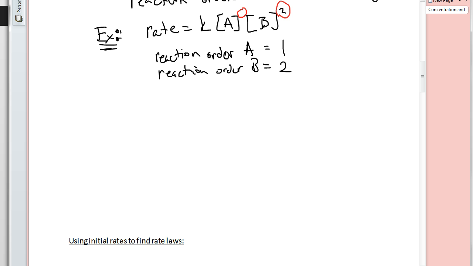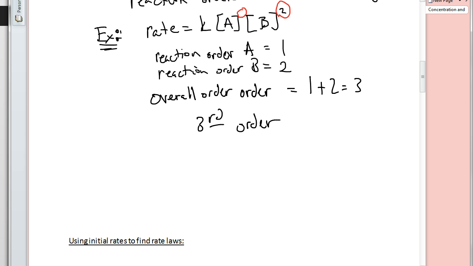Now, we're also sometimes asked for the overall order of a reaction, and that would just be adding them together. 1 plus 2 equals 3. So we would say overall this is a third order reaction. And you might be thinking to yourself, well, what does that mean, Mr. Camp? I'm not sure what a third order or first order reaction even means. Well, here's what it means.